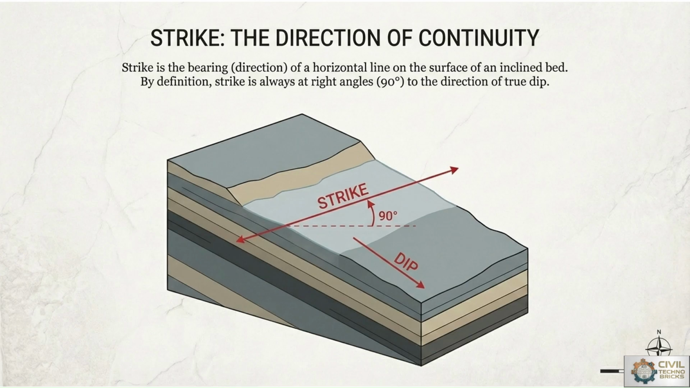In civil engineering projects, strike orientation is used to determine the safest direction for excavation and tunnel alignment. By analyzing strike patterns, engineers can identify structural trends and predict the continuity of geological formations across the project area, or for the site selection for the project.